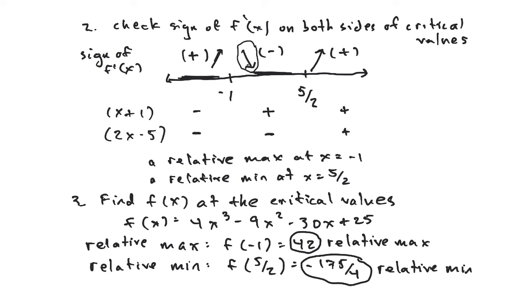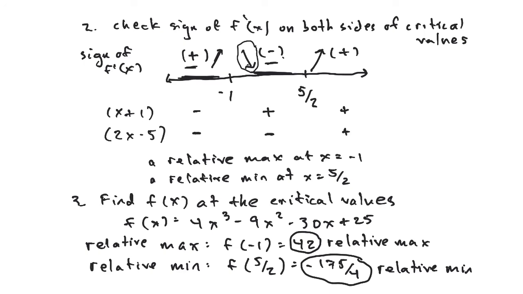Okay, so this is basically the procedure every time, is we're going to find our critical values where f prime of x equals 0 or f prime of x is undefined. We're going to draw a number line and identify those critical values and check values to the left and right of the critical values for f prime of x and see if f prime of x changes signs. And if it goes from positive to negative, that means we're going up and then down. So that means we have a relative max. And if we're going negative then positive, that means we're going down and then up. So we're at a relative min.